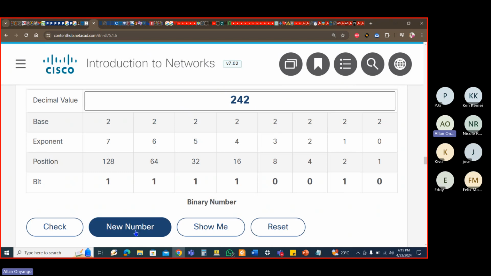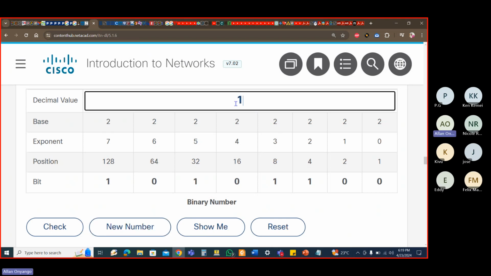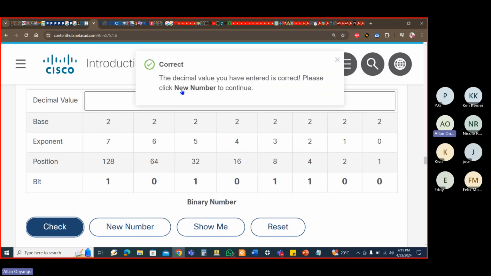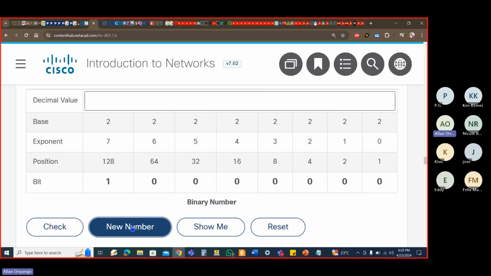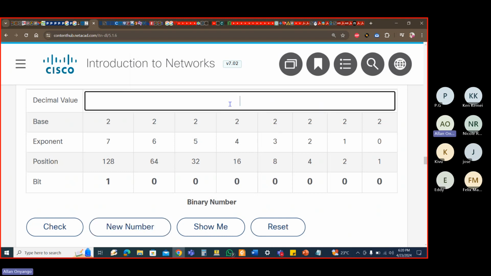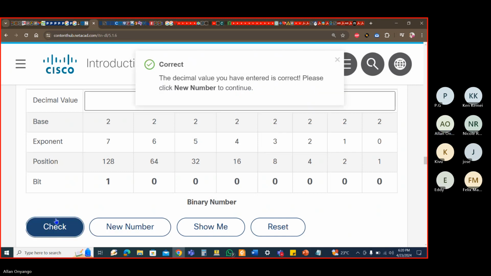All right, let me do maybe a few of them. Check that out. 128 plus 32, 160. 160 plus 8, 168 plus 4, 172. Good. That is well done. Let me click new number. What is that? 128. Very good.